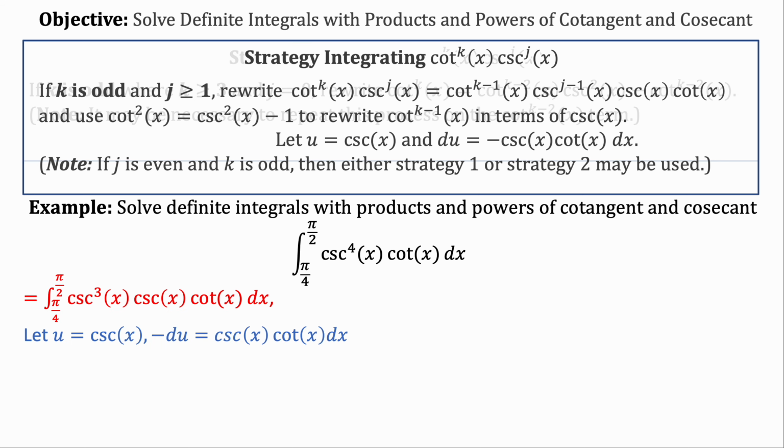So now let's do our substitution. I'm not only going to substitute everything that's inside our integration, but I am also going to substitute my boundaries just like I did on the last example. So if our upper boundary, we take the cosecant of pi over 2, we get 1. If we take the cosecant of pi over 4, we get square root of 2.